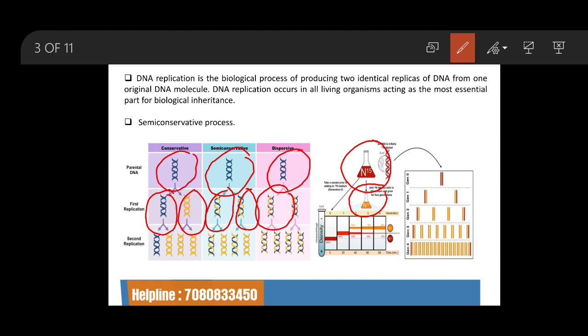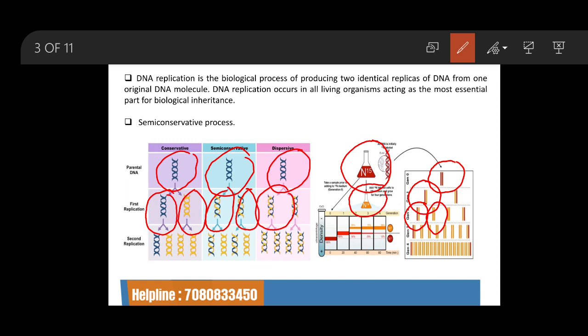So, what result did they get after watching the replication of E. coli cells? Look here. In generation naught, it was N15 and N15, both DNA strands. In generation 1, it was a hybrid of N15 and N14. And in generation 2, it was found that it was N15, N14 and N14, N14. So from this result, what can we conclude? We can conclude that DNA replication is done in a semi-conservative way.